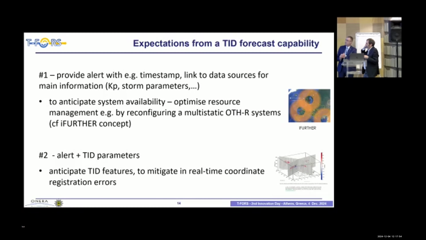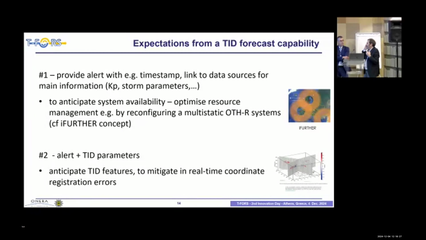And actually, this is an issue that we are somehow addressing within the iFurther project. The iFurther project will be presented this afternoon. It's about a multistatic OTHR concept in which we aim to be able to select transmitters and adjust the configuration of the system, so as to keep a constant capability over very wide areas. So this is the concept.